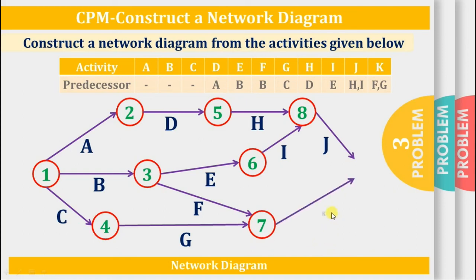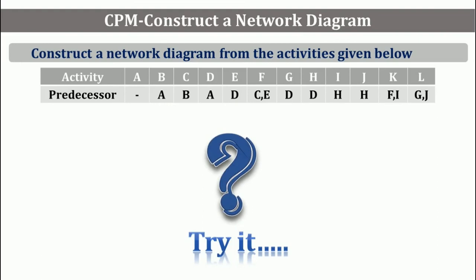Similarly, activity K has predecessors F and G. So activity K has predecessors F and G. So this is all about how to construct a network diagram by using activities and their predecessors, activities and their successors. Now you can try this problem at home.